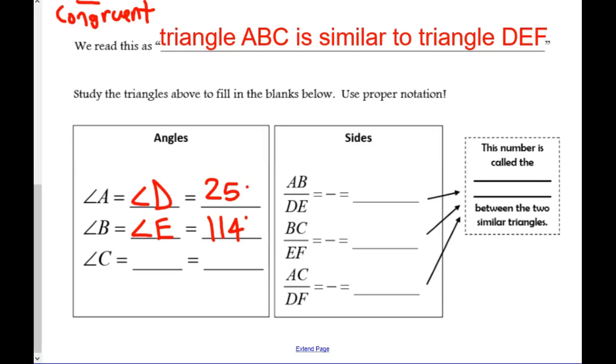So, angle C matches angle F, and those are 41. So, we know if we have similar triangles, they're the same shape, they're a different size, but the angles are for sure congruent. Let's write that down up here. Angles are going to be exactly the same. However, the sides are not exactly the same.